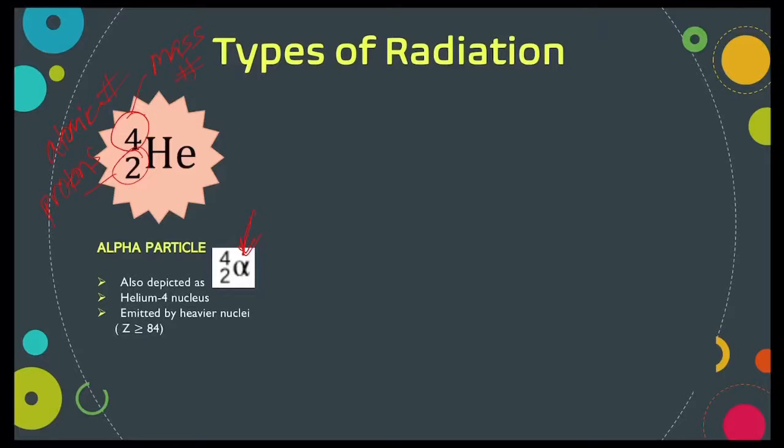And usually alpha particles are emitted by heavier nuclei with atomic number, remember, Z represents the atomic number, greater than or equal to 84. Now, even though their ionization power is very high and they can cause a lot of damage, alpha particles, because of their comparatively large size to other types of radiation, have the lowest penetrating power.